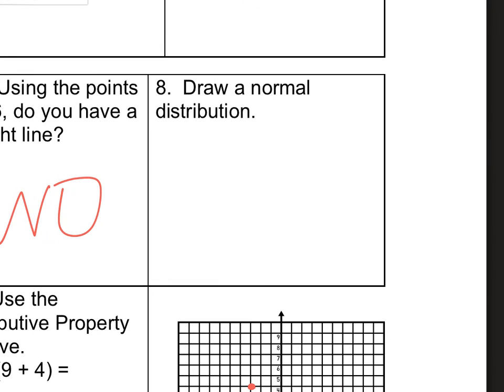Number 8, draw a normal distribution. If you remember, we had data that is symmetrical, right? It means it's going to have its peak and it's going to come back down, right? That is a normal distribution. Just looks like a hill.